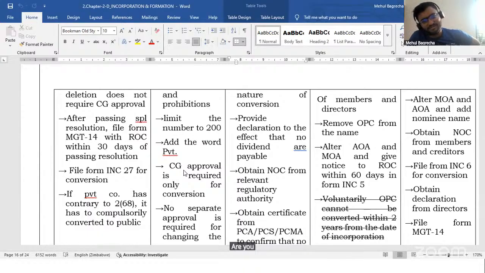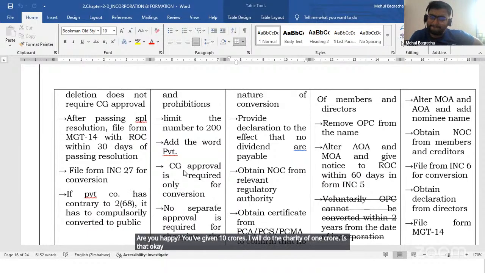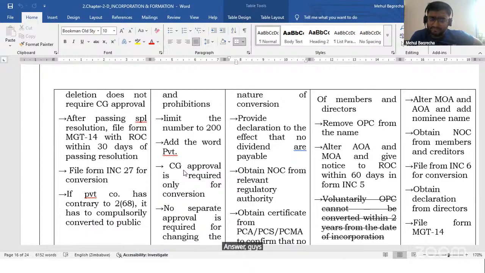Are you happy? You've given 10 crores. I will do the charity of 1 crore. Is that okay? No, sir. Answer, guys. Is that okay with you? No, sir. Why no? What is the problem? I've done charity, no. What about 9 crores? What is happening to that? 9 crores, let's suppose I'm giving it to my members as dividend. Can I do so? Section 8 companies cannot declare dividend.